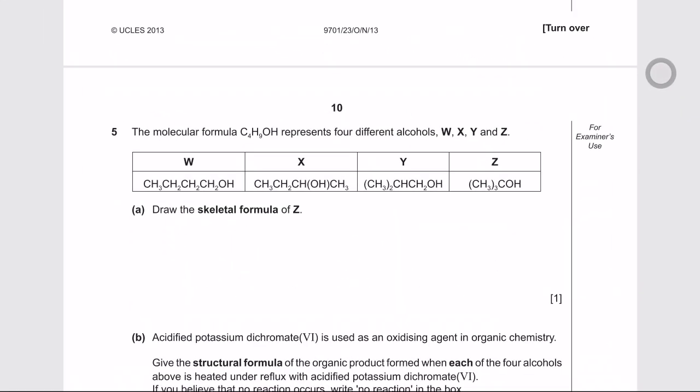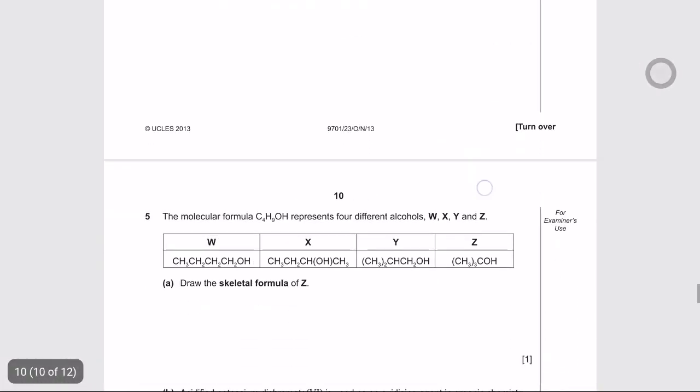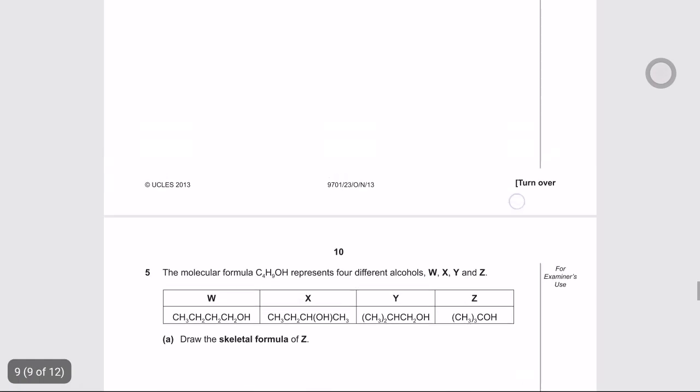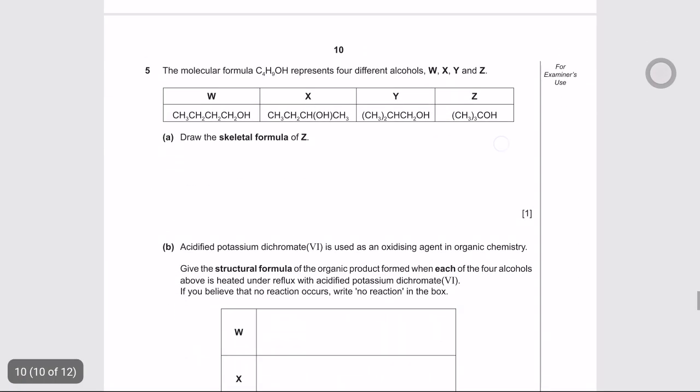Guys, I'm back now. 9701, paper 23, October/November 2013. This paper is one of the older papers and it contains 5 questions, so we're going to do the 5th question now.